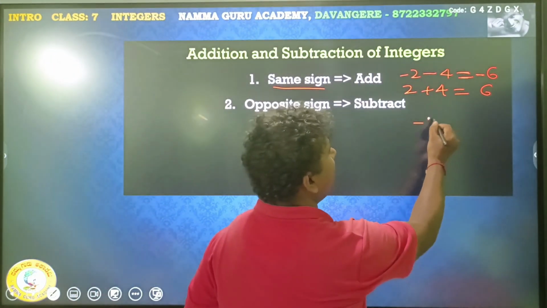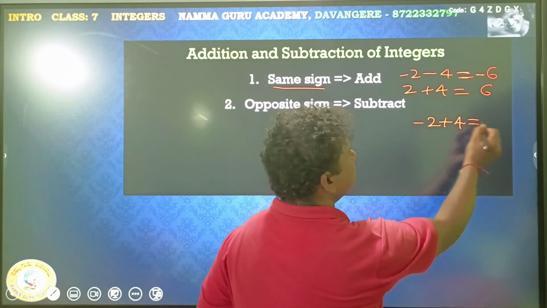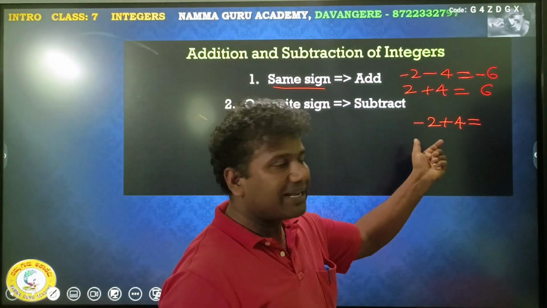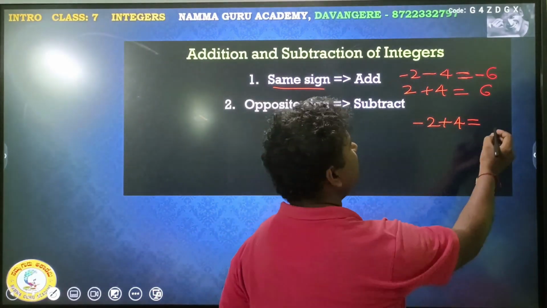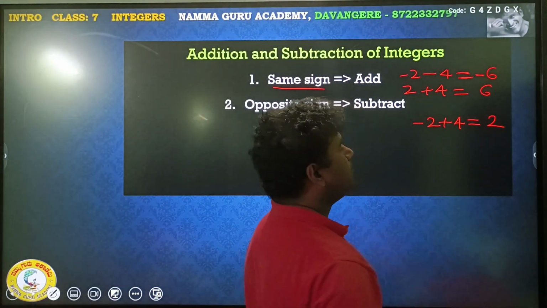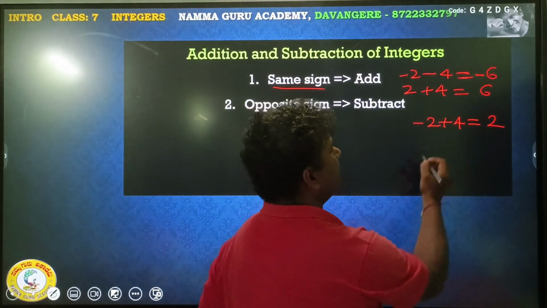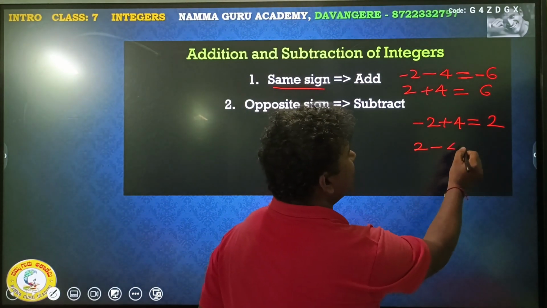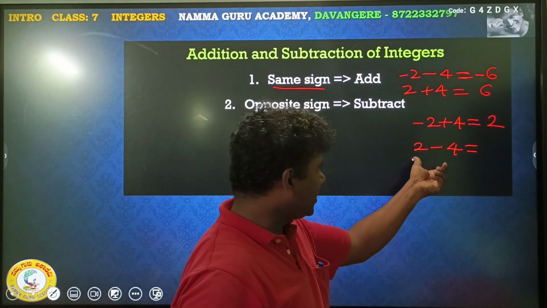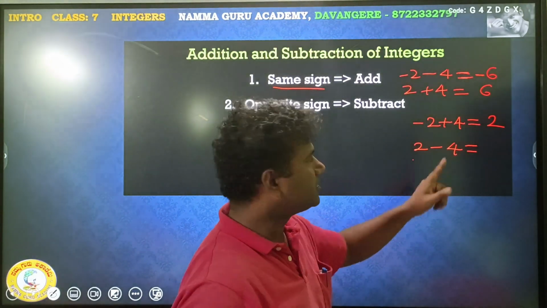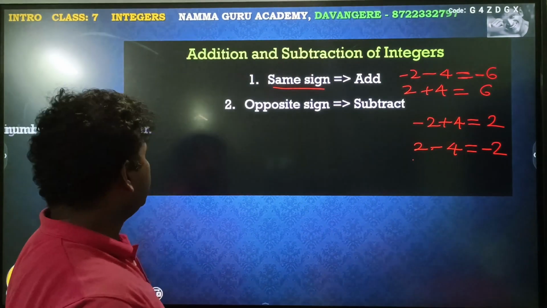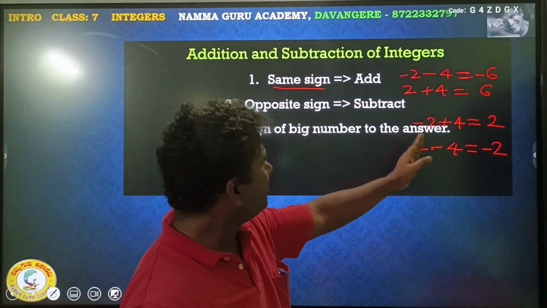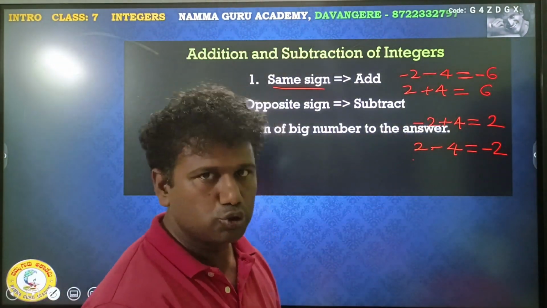Try to understand. If minus 2 plus 4, one number is there in the minus sign, another is in the plus sign. One is negative, another one is positive. Then we need to subtract. But the bigger number's sign has to be given. 2 minus 4. Here also one is there in the plus, another one is minus. So we need to subtract, and the bigger number's sign has to be given. Last point, that is, put the sign of the bigger number on the answer. Already you have understood it.